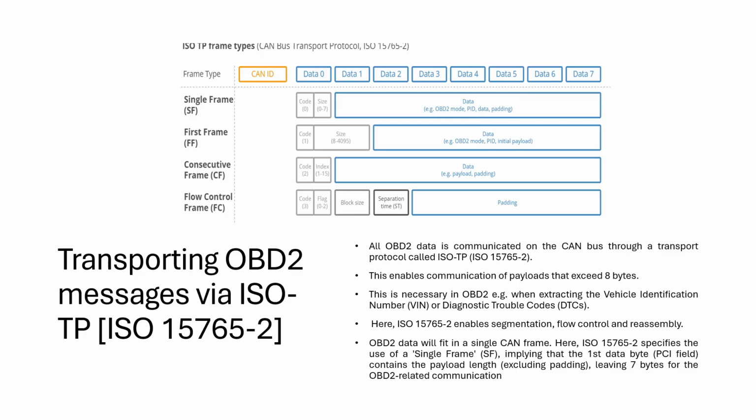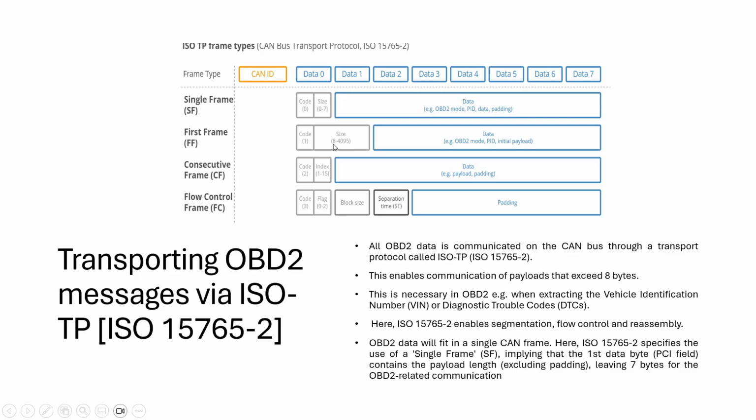If multi-frame data communication is carried out, the first frame will have one format and the consecutive frames will have another format. In the first frame of the multi-frame communication, the first 4 bits are used to give the code 1, and the remaining bits, up to 2 bytes, are used to specify the size of the payload. It could be 8 to 4095 bytes.